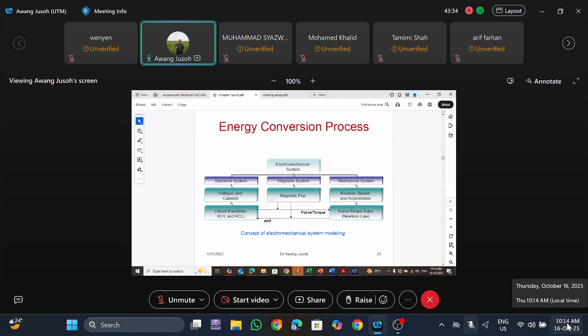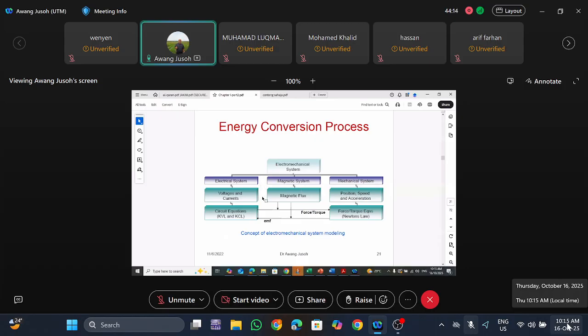There are many representations that can be shared, but here it's a concept of electromechanical system modeling. It involves three main parts: the electrical system, the magnetic system, and the mechanical system. Depending on the system, for the motor, the input is electrical and the output is mechanical. For the generator, the input is mechanical and the output is electrical. In between, you got the magnetic system, or magnetic stored energy.